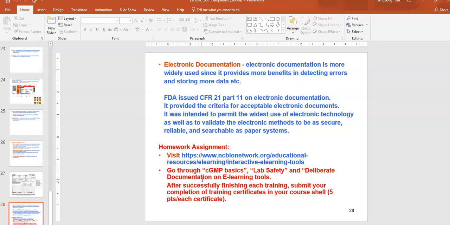Once you have gone through each module successfully, at the end you'll be able to download your training certificate, the completion of your training certificate. So I want you to do that. Download all 3 training certificates and then upload those certificates in your course shell. For each certificate you upload, you will get 5 points as your homework assignment. Okay, I think that's it.